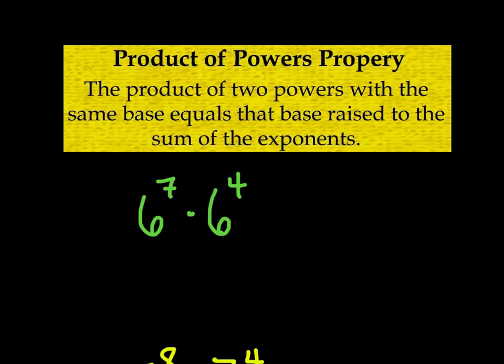Okay, the product of powers property, and I still didn't fix this slide. So product of powers property, not property. The product of two powers with the same base equals the base raised to the sum of the exponents.